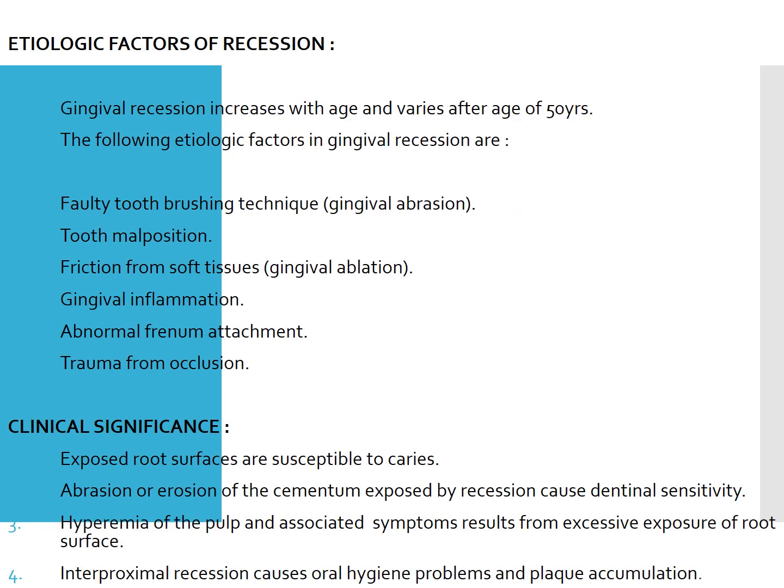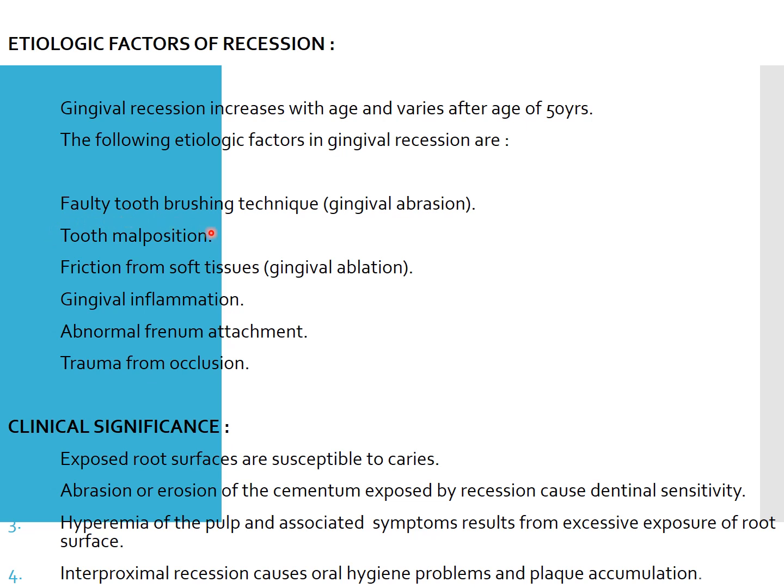So coming to the etiological factors of recession, what are the reasons for it? You can see gingival recession in older patients, that is, it increases with age and varies after the age of 50 years. These are the main reasons for gingival recession. As you know, faulty toothbrushing techniques: if you are using a horizontal toothbrushing technique or very vigorous brushing, it leads to recession. There is gingival abrasion, or cervical abrasion.